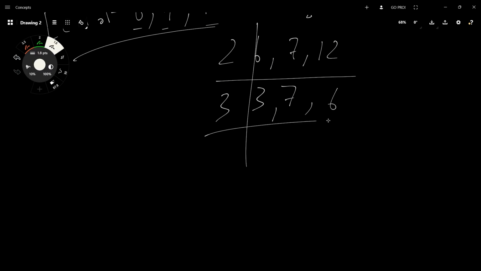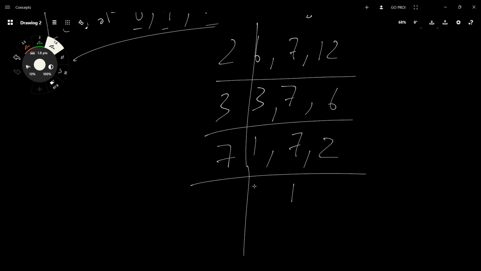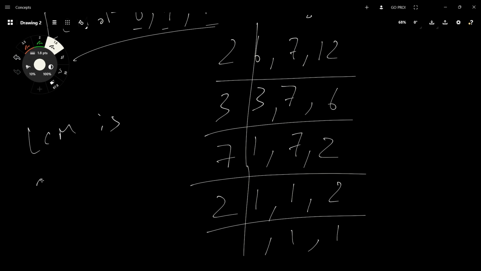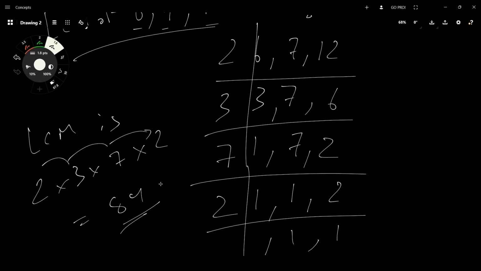Alright, so we can see 3 as a common factor here. 3 times 1, 7 will be as it is, and 3 times 2. Now we can see 7 will be as it is, and 2 will be as it is. So now we have 2, 1, 1, 1. Alright, so the LCM is 2 times 3 times 7 times 2. So what is the answer? 2 times 3 is 6, 6 into 7 is 42, 42 into 2 is 84. So 84 is a multiple of 6, 7 and 12, and it is the smallest number which is a common multiple of 6, 7 and 12.